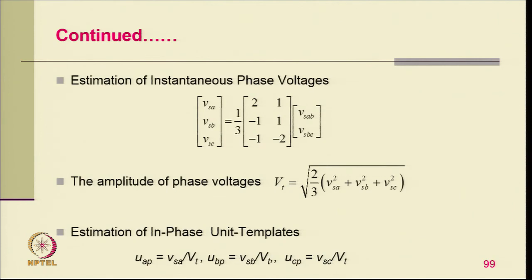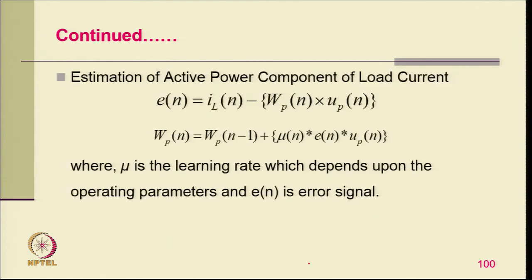So, this is the algorithm where we sense 2 line voltages, and we have a phase voltage. From the phase voltage we calculate the amplitude of the terminal voltage, and we have a template calculation from that, and this is the active component extraction from this algorithm.